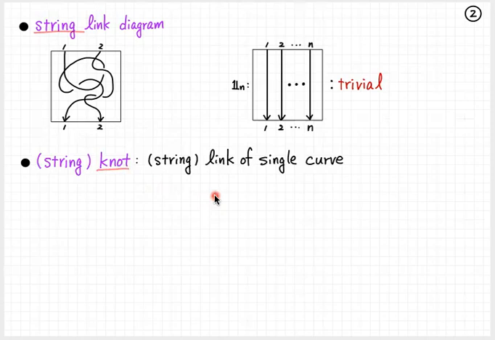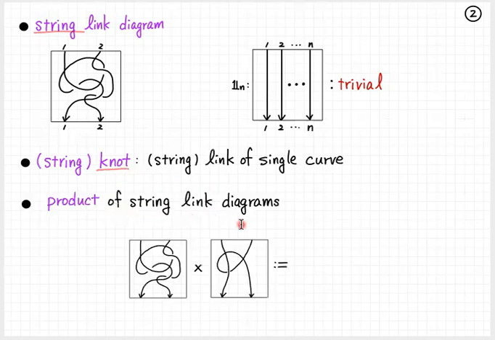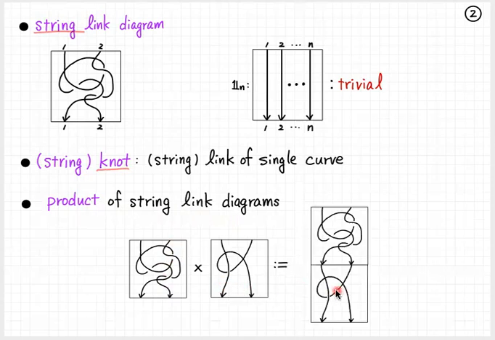If a diagram has only a single component, we call it a knot diagram. And we can define a product for string link diagrams as follows. For given string links, the product is defined by just stacking them, like this. So this product gives string link diagrams a monoid structure.